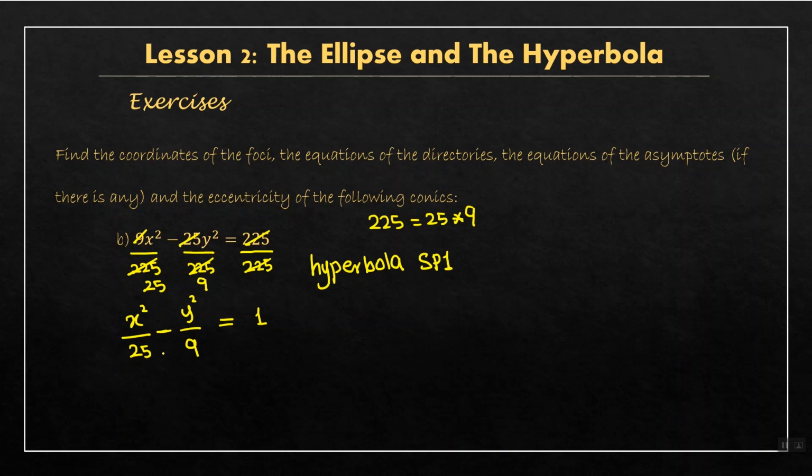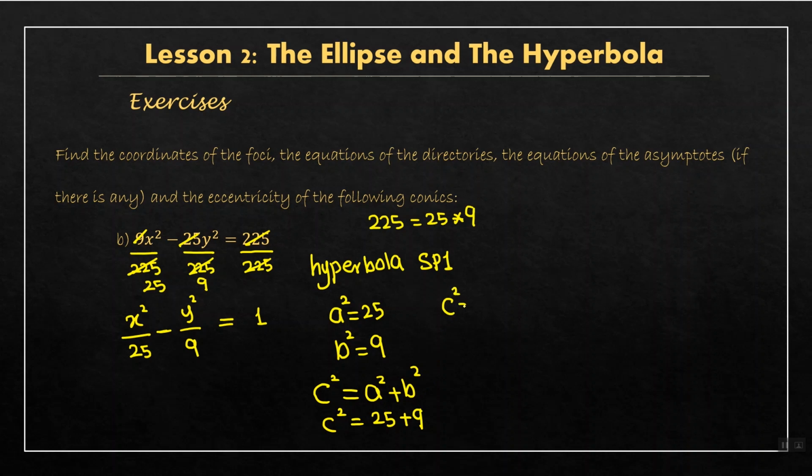Okay, this number now is a squared. So a squared is equal to 25. Not because it's the bigger, no, because it is the positive one. And b squared is equal to 9. b is always the negative one, and a is always the positive one. So this is a squared, this is b squared. How do we find c squared? Because this is a hyperbola, the Pythagorean relation starts with c squared. It's the biggest number. So c squared equals a squared plus b squared, which is 25 plus 9, which is going to be 34. So c squared equals 34.